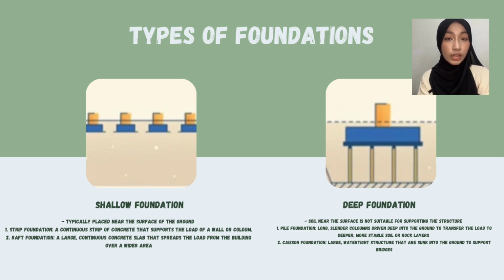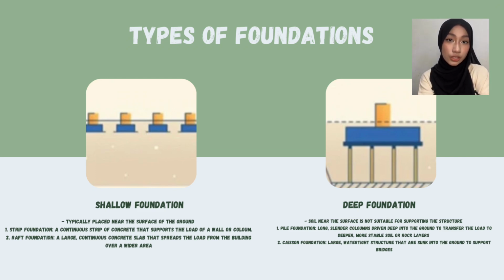So there are two types of it. Strip foundation. This is a long continuous strip of concrete that supports the weight of a wall or column. Second one is raft foundation. This is a large flat concrete slab that spreads the building's weight over a big area, helping to keep it stable. So next is deep foundation.